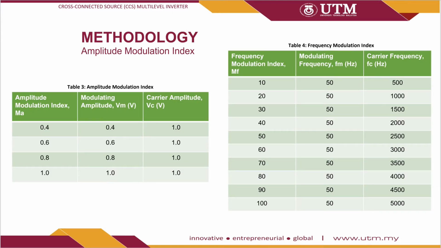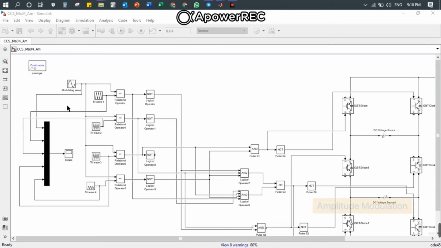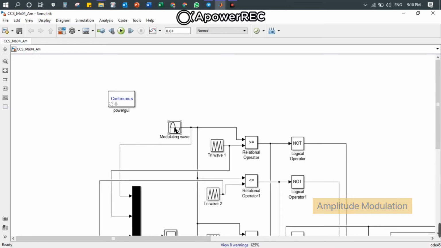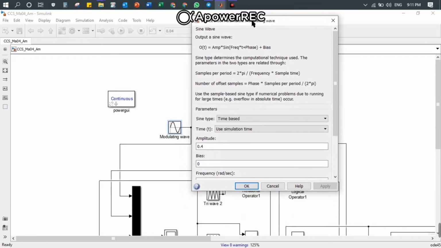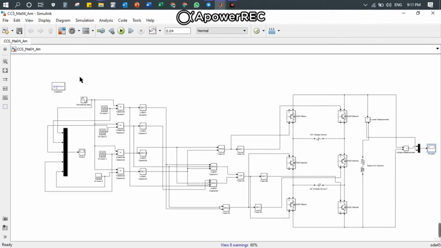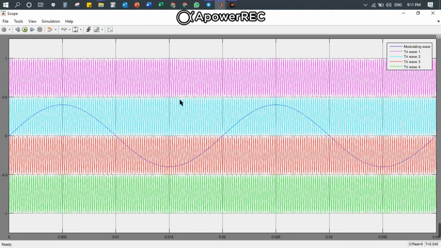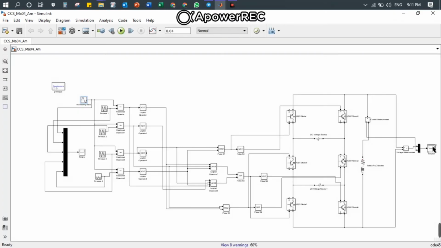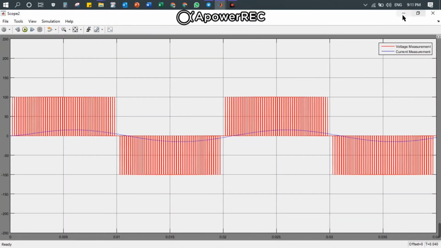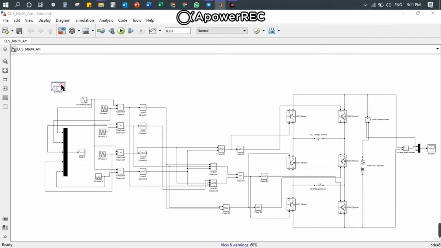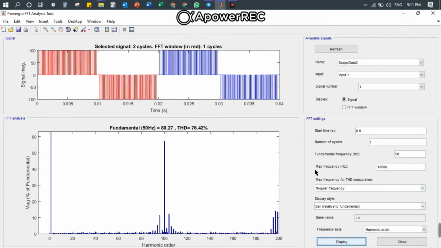Total harmonic distortion voltage can be varied with various amplitude modulation and frequency modulation. In this simulation, for amplitude modulation analysis, different values of modulating amplitude are used while keeping the amplitude of the carrier signal fixed. For example, with the cross-connected source circuit, the amplitude is being changed here. After running the simulation, here we can see the new pattern for the modulating waveform. The output waveform and THD also changed. The same procedure is used with different amplitudes as in the table.